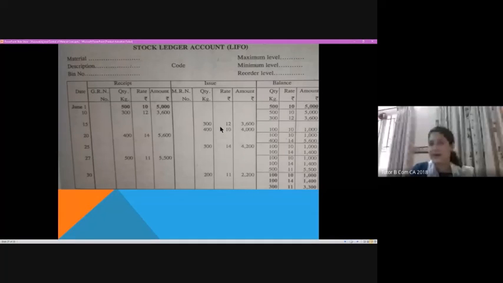I hope you understand me. There is only one difference which you have to understand between these two methods. If you learn FIFO method, the other method is also okay for you. Just understanding one, last in, first out. So 300 is issued first.